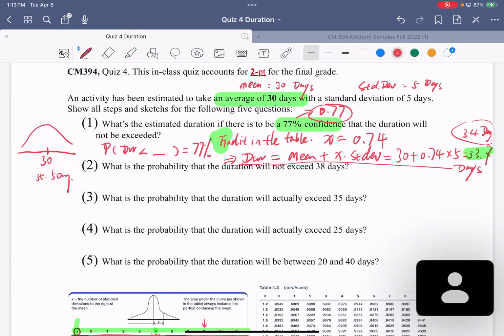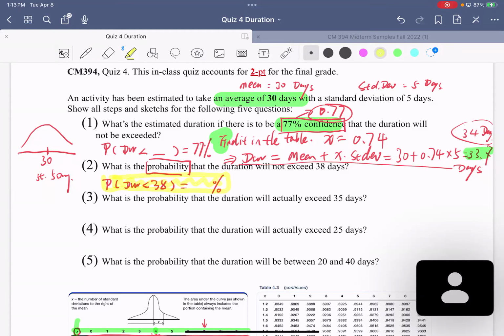The second one is finding the probability. In question 1, we gave you a probability. For the second one, we are going to find it. You are finding the probability that the duration will not exceed 38 days. That question is P(duration less than 38). This is what we're going to find for this question. I'm changing to another color to make it different.